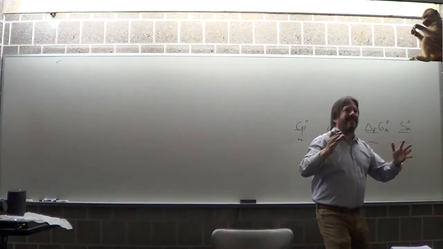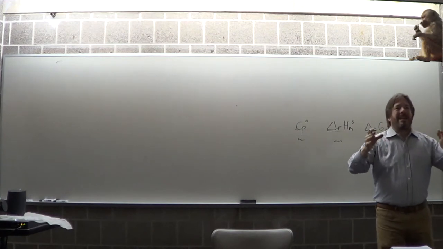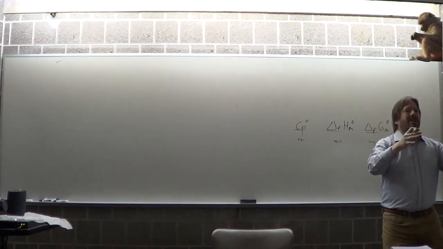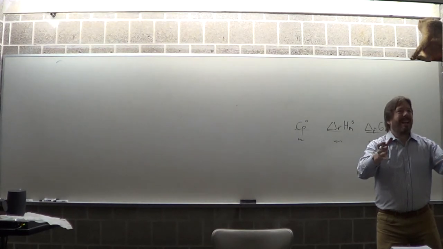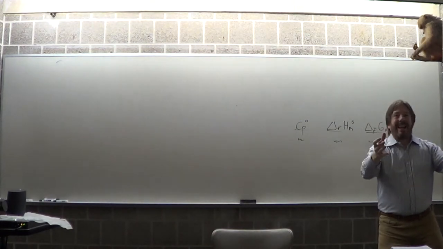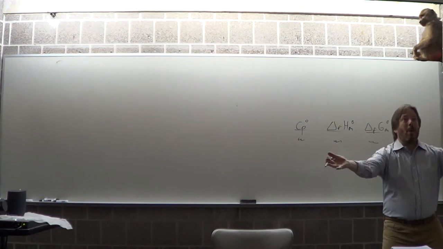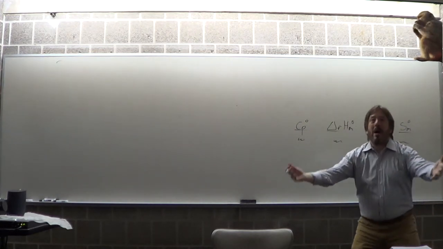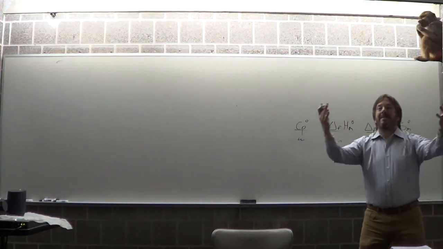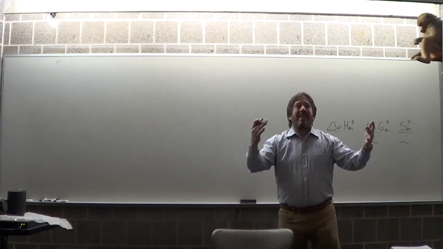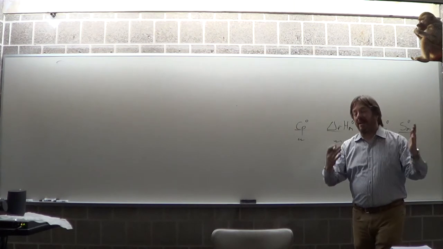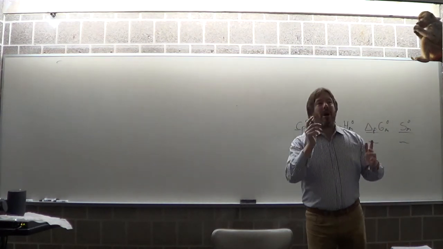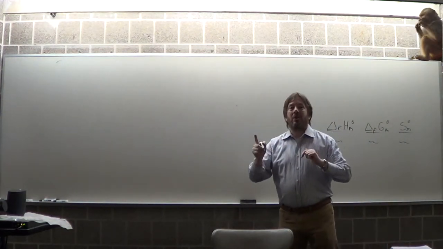Okay, so let me ask you this. A goes to B, delta G is G of formation B minus the G of formation A. Right? Yeah. No, you've been lied to. It's more complicated than that. That is not the delta G of the reaction. That's an approximation. That is an approximation if the reaction goes to completion.